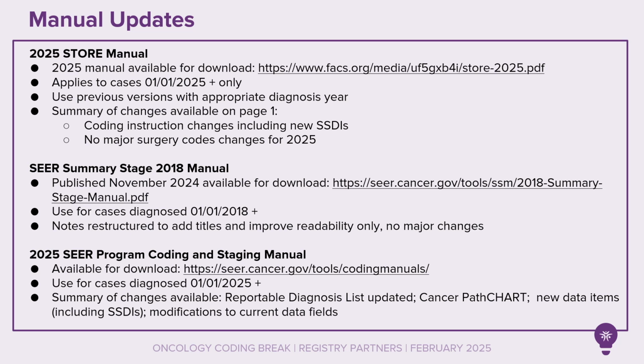The 2025 SEER Program Coding and Staging Manual was made available for cases diagnosed 1/1/25 and forward. A summary of changes is available beginning on page 9 and includes a reportable diagnosis list update, cancer path chart, site morphology combination standards update, data items added to the manual including SSDIs, and modifications to current data fields such as tobacco use, smoking status, or laterality. All links to the current manuals are available on the slide.